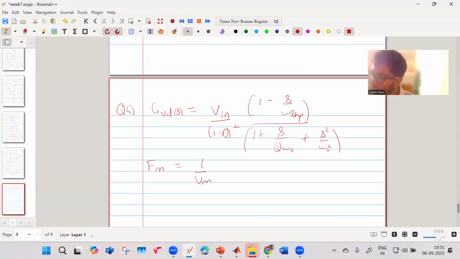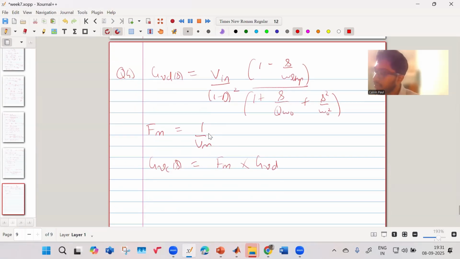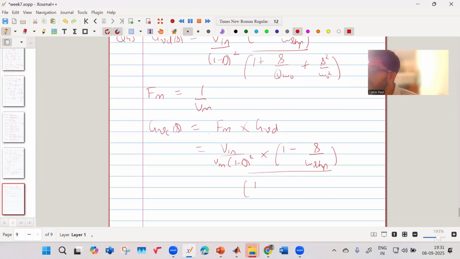Okay, let us assume we are not that bothered about our controller. Let us assume we have designed our controller and the controller doesn't change. What we are worried about is your GVC, that is your control to output transfer function. That is equal to Fm into GVD. What is that given by? That is equal to Vin upon Vm into (1 minus D) squared, into 1 minus s upon omega RHP, upon 1 plus s upon Q omega naught plus s squared upon omega naught squared.